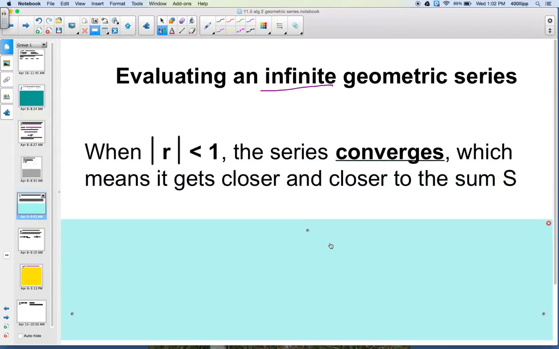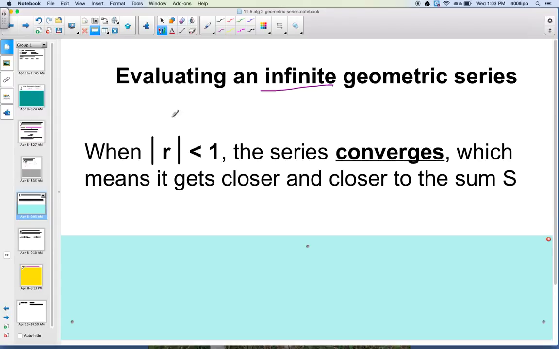Here's our first case. When the absolute value of r, meaning you take the positive value of r, because absolute value means the distance from 0, and distance is always positive, is less than 1, the series converges, which means it gets closer and closer to the sum S. And we're going to learn how to find what that sum is.